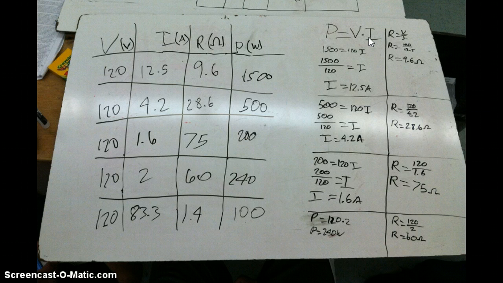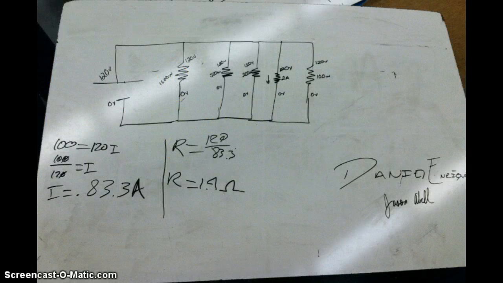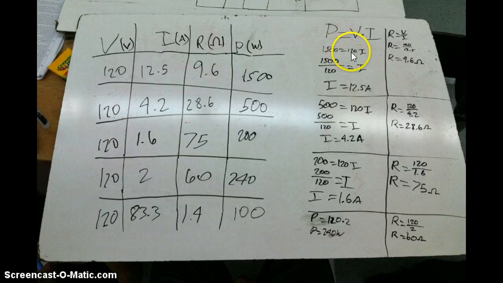And so for the first one, we were given that it used 1500 watts, which is equal to the voltage, which is 120, times I, and then if we divide 1500 by 120, we see that the current is 12.5 amps. We repeated that step for this one as well, where we're given it uses 500 watts and 120 volts, and we divide 500 watts by 120 volts to get 4.2 amps. And we just keep on doing that.